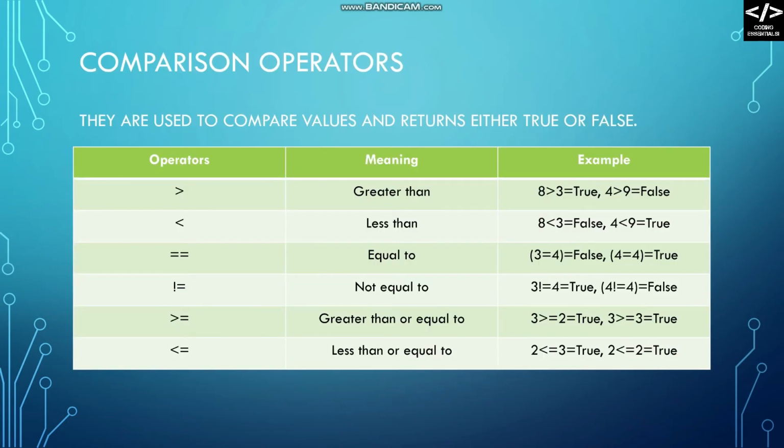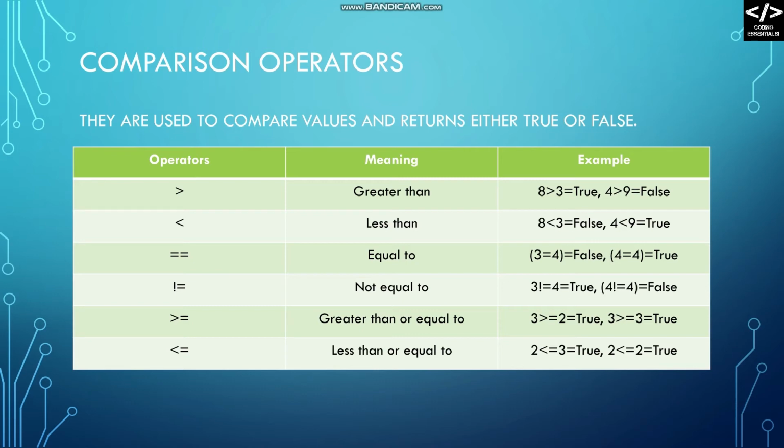Moving on to comparison operators. They are used to compare values and return either true or false. So these are important for the control statements: if else, for loop, while loop, that will be in the next video. The greater than operator: 8 greater than 3 will give you true and 4 greater than 9 will give you false. Then comes less than. 8 less than 3 will give you false, and 4 less than 9 will give you true.